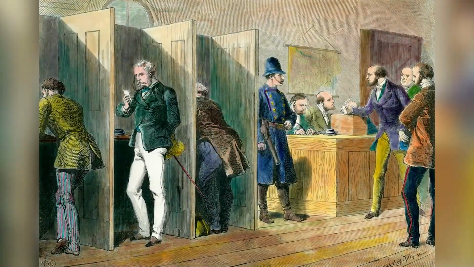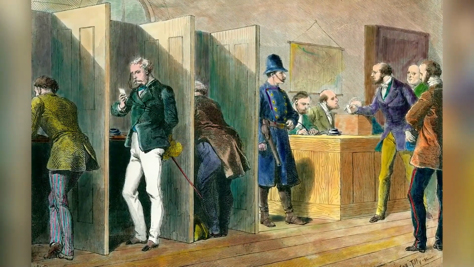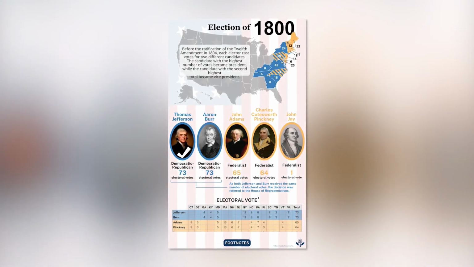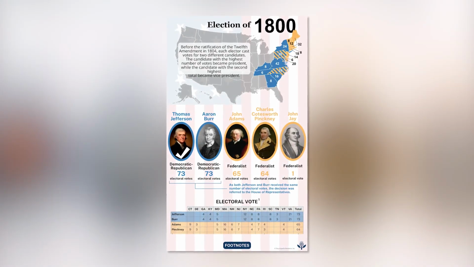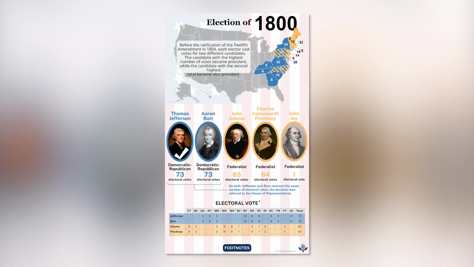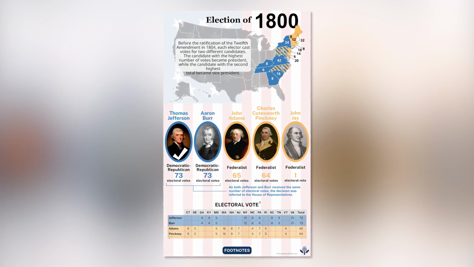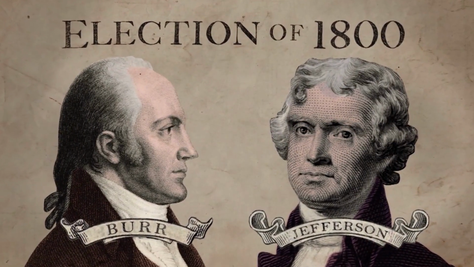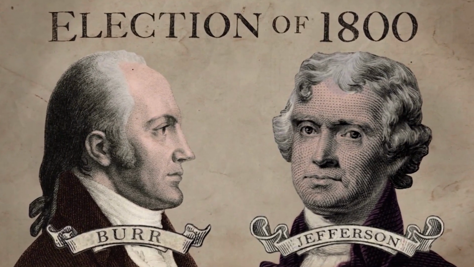The election of 1800 plunged the nation into crisis. Thomas Jefferson and Aaron Burr tied with 73 electoral votes each, sending the decision to the House of Representatives. This deadlock led to the 12th Amendment in 1804, fundamentally changing how we elect presidents and vice presidents.